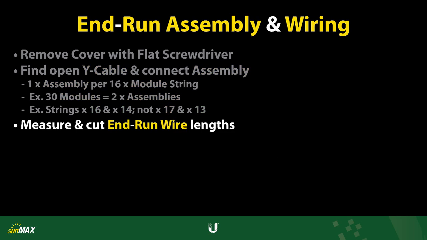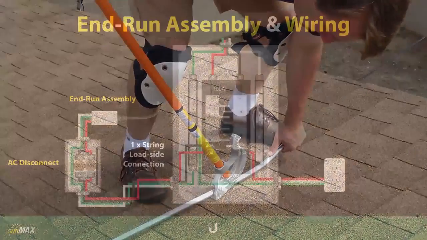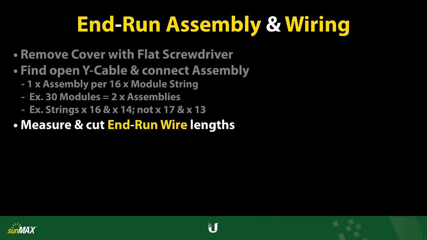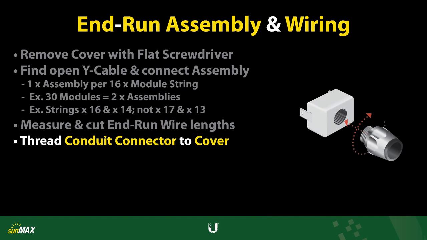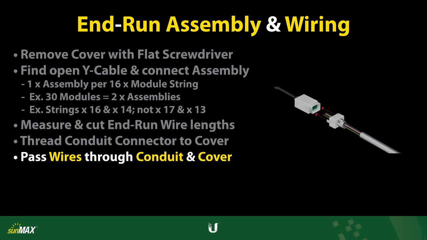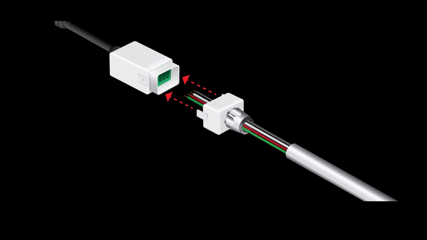Next, the wire conductors as well as conduit should be measured and cut to lengths that meet local requirements. Thread the conduit connector into the end run cover. Pass the wire conductors safely through the conduit and the cover of the end run assembly.